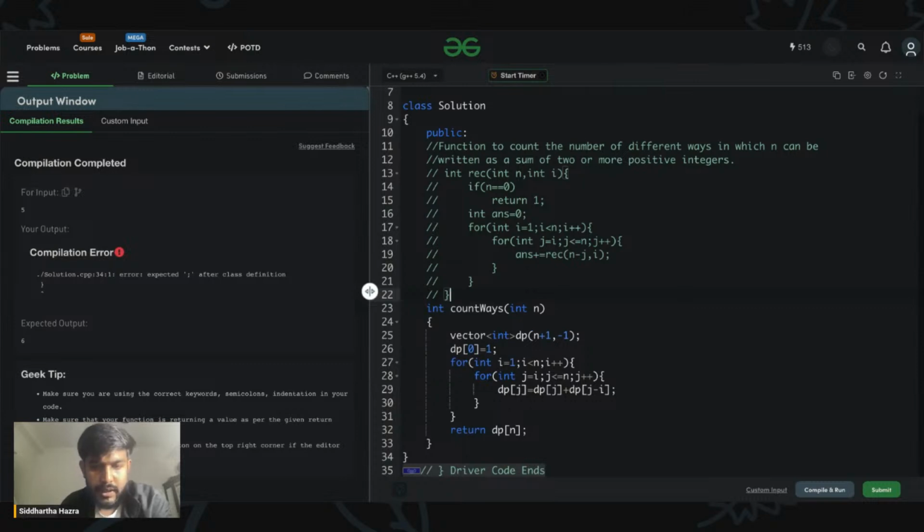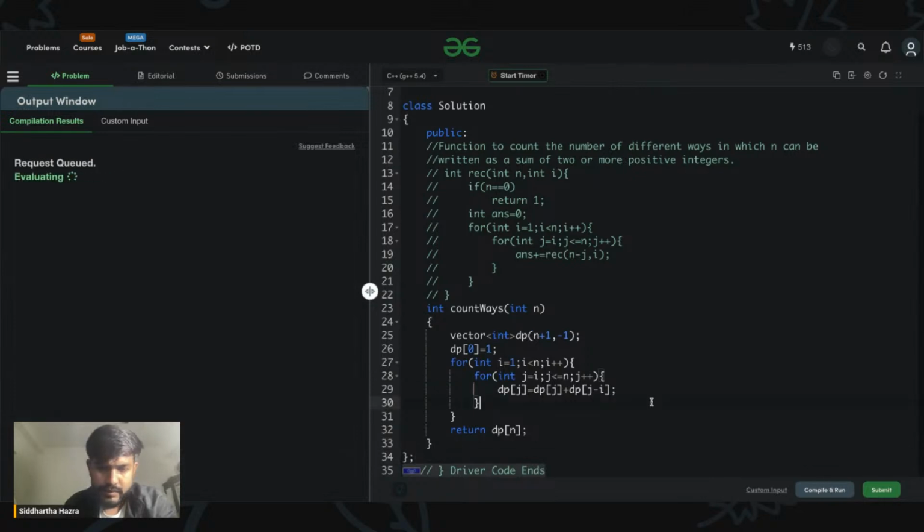Expected semicolon after class definition. Okay, I think I accidentally deleted this one. This should work. -6. This is not working. Good enough. Now let us see. Why is this not working?